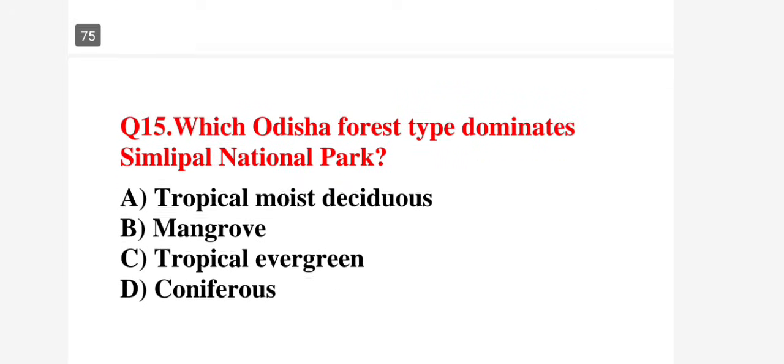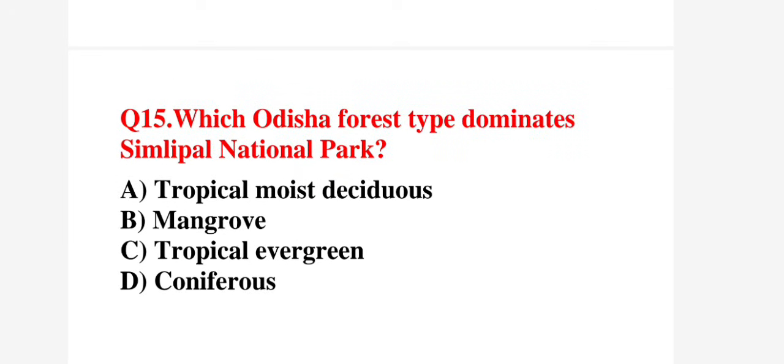So next question, question number 15. Which Odisha forest type dominates Similipal National Park? Very, very important. You must have gone through Similipal National Park and faced many questions previously. The first option is tropical moist deciduous forest, option B mangrove forest, option C tropical evergreen forest, and option D coniferous forest. The right answer is tropical moist deciduous forest, seen in Similipal.